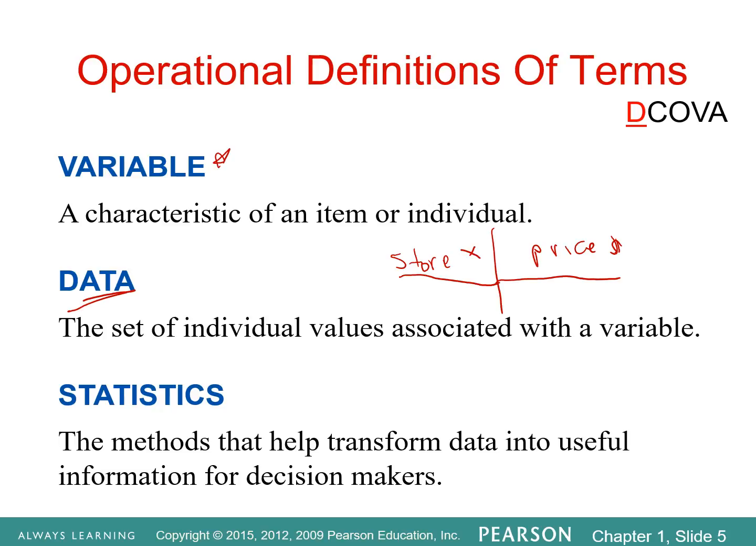Now, statistics. This is what this class is about. Statistics are methods that help transform the data. How can we look at a set of data, X's and Y's and a bunch of numbers under it? How do we evaluate that data into useful information for decision makers? And this is really important, honestly, in all businesses. Whether you're a for-profit business, is this product coming in the black? Is it making me a profit?